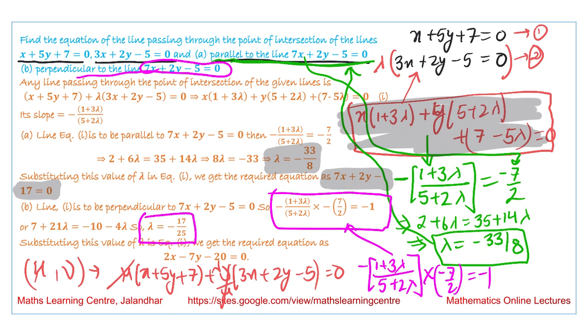And when we substitute the value of lambda equal to minus 17 by 25, this equation becomes 2x minus 7y minus 20 is equal to 0. So these are the two lines that are satisfying the conditions given in this problem, and they are passing through the point of intersection of the given two lines.